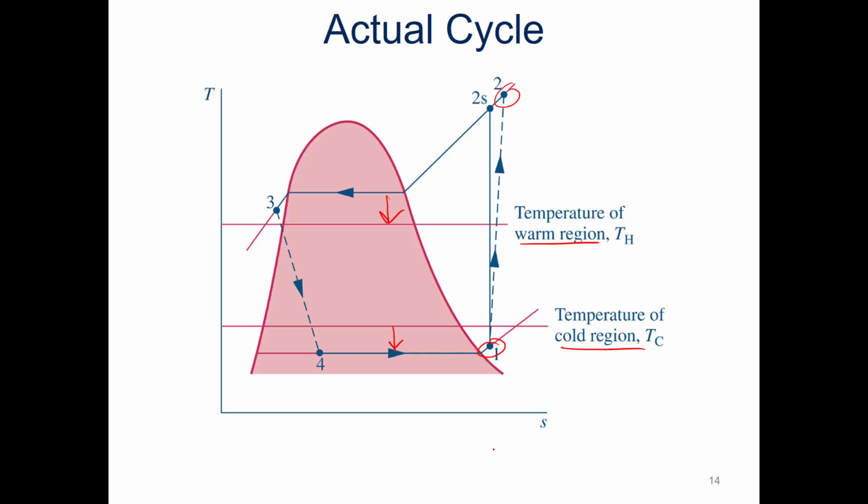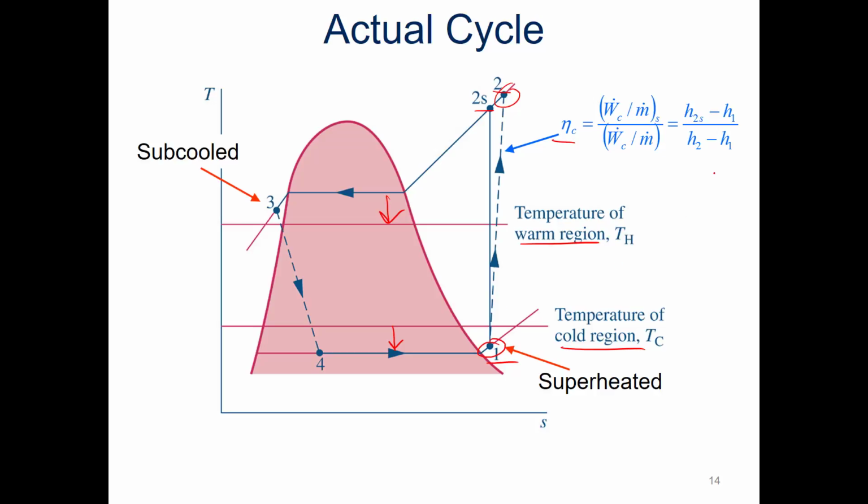All right, so a lot of things we saw with the vapor power cycle, just backwards. So the efficiency through the compressor is going to be our h2s minus h1 all over h2 minus h1. So basically the smaller value, the difference between h2s and h1, divided by the bigger value of h2 minus h1. As I pointed out, superheated and then subcooled there at state 3.